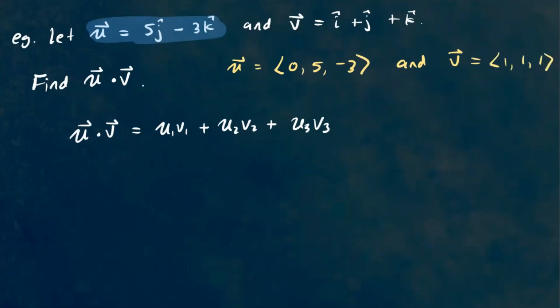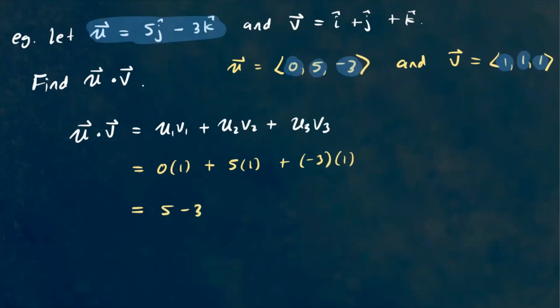Now let's do the dot product. We're going to take the x component, multiply them. So we'll do 0 times 1 plus, now take the y components, 5 and 1, multiply them. So that'll be 5 times 1. And now we take the last components, -3 and 1, we multiply them. So that's -3 times 1. So this will give us 5 times 1, that was 5, and then -3 times 1, that's -3. So this is 2. So the dot product between the vectors U and V is 2.